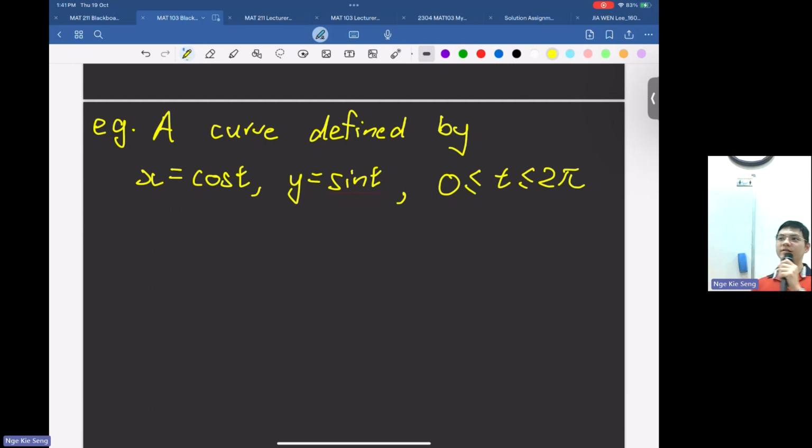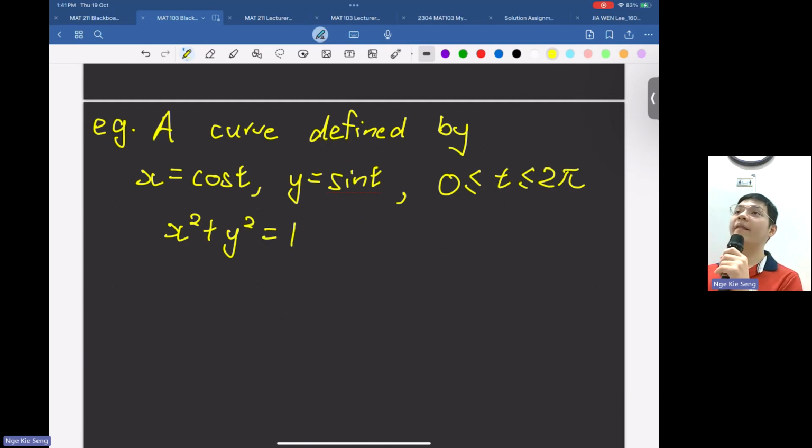What is this curve here? Circle. Wow, so fast. Why is it a circle? The x and y coordinates satisfy one equality. What is the equality? x squared plus y squared equals 1, because cos squared plus sin squared equals 1 is a trig identity. Anything that satisfies this equation is a circle.